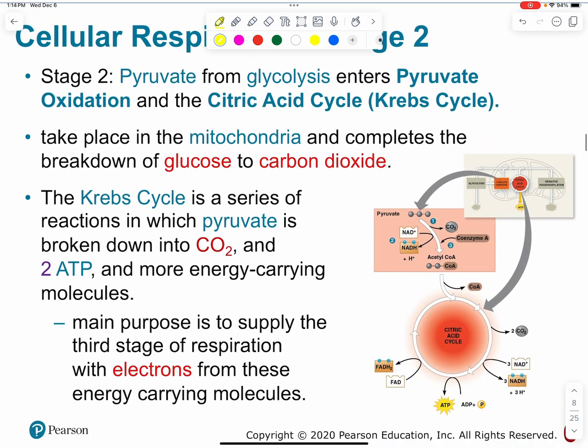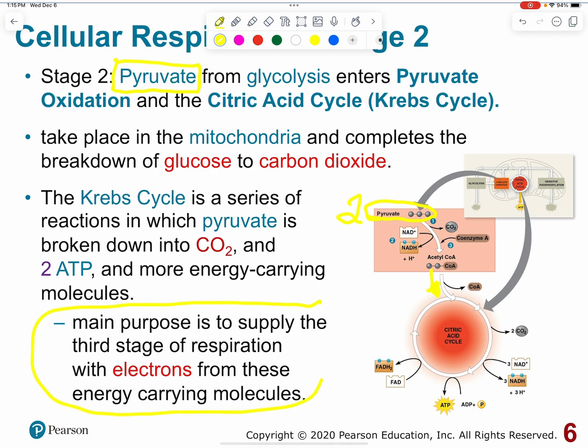So step number 2, we are picking up where we left off. We received 2 pyruvates from glycolysis. We're sending them in. Here they are. There's 2 of them. And they're going to basically be what is coming into this cycle right here. It's a wheel, so it constantly rolls and moves as long as you have things coming into it. The main purpose of this stage right here is to create a lot of electrons.